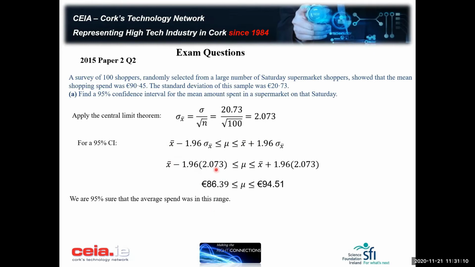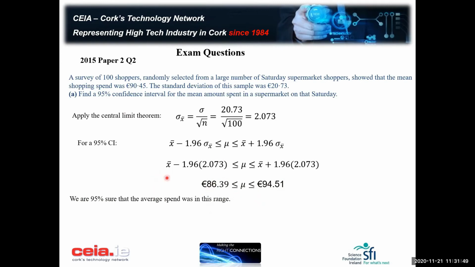So plugging in the numbers, you have your sigma is 2.073, 1.96 times that, and you add and subtract that from 90.45, and that gives you a range of 86.39 to 94.51 euros. And we're 95% sure that the average spend of the population was actually in this range. And you just state it in this form, and that's your confidence interval, that's your answer. That's part A answered.